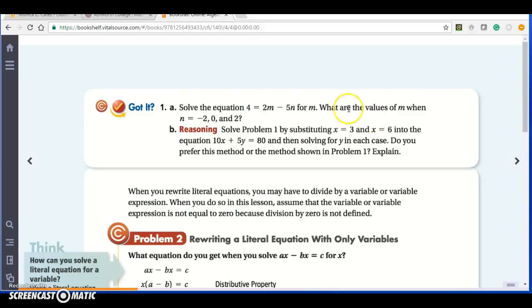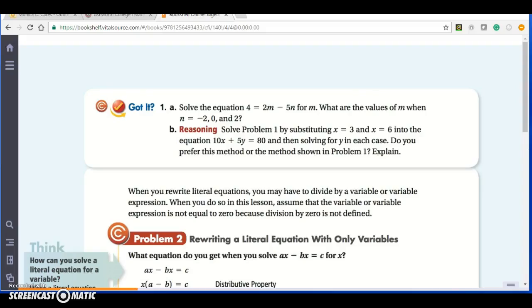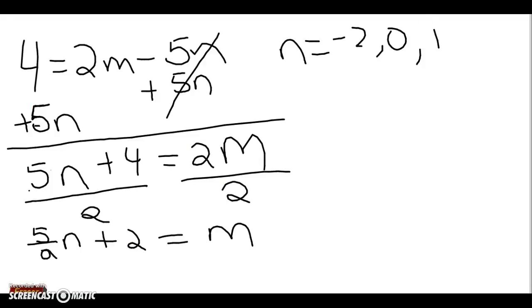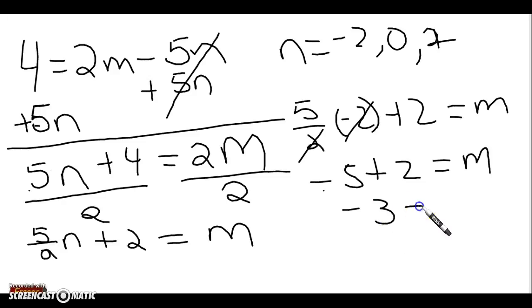Alright, so then it says, what are the values of m when n is equal to -2, 0, and 2? Excuse me, I keep hitting the wrong button. So we have n equals -2, 0, and 1, I believe it was. Nope, it was 2. Okay, and so let's do that. So we have 5 over 2 times -2 plus 2. And I want to find out what m is. And so that cancels out. I'm left with -5 plus 2 equals m. So I get -3 equals m.